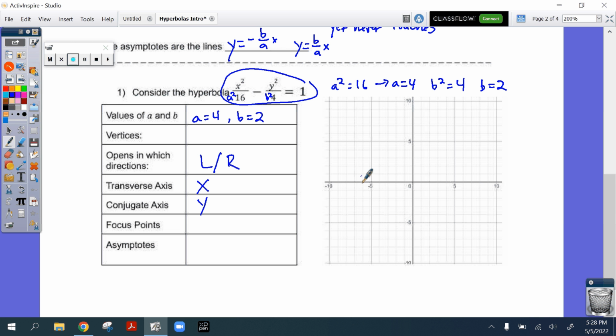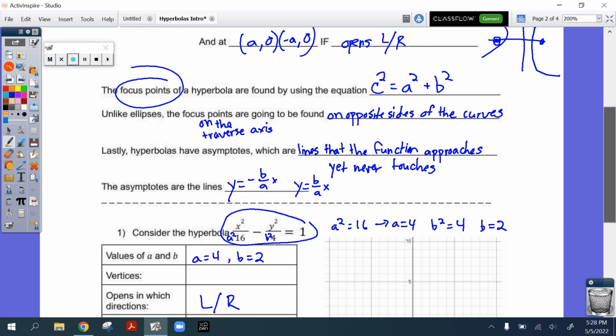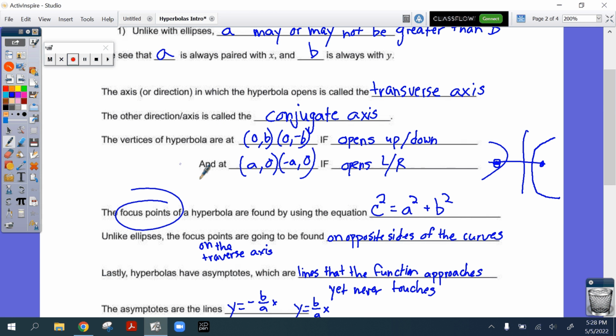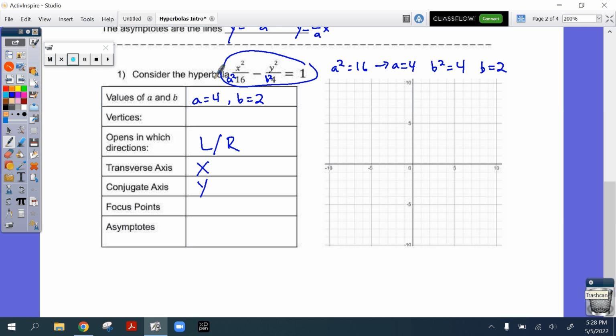So the vertices are going to be on the transverse axis, as we covered before. Let's double check what we said. When it opens left and right, which it does, they're at the points a, 0, and negative a, 0. So it's 4, 0, and negative 4, 0. So we found out what a is. That'd be about right there, about right there.